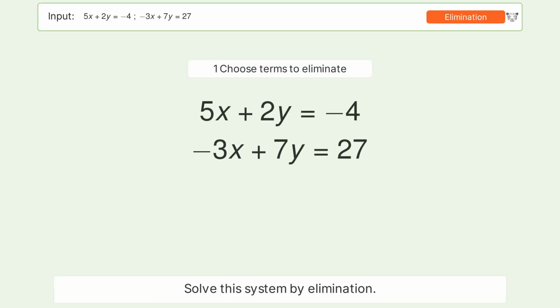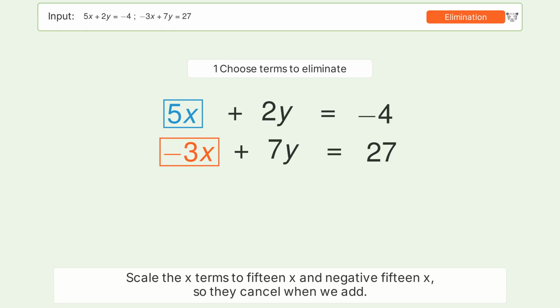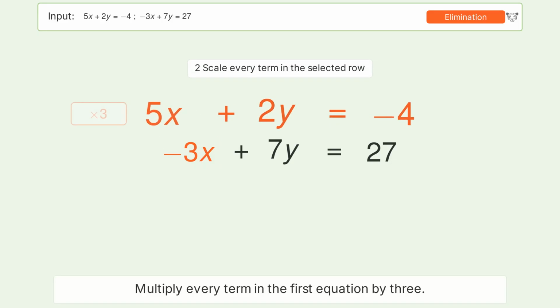Solve this system by elimination. Scale the x terms to 15x and negative 15x, so they cancel when we add. Multiply every term in the first equation by 3.